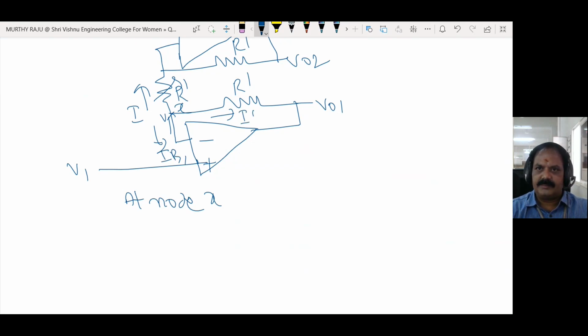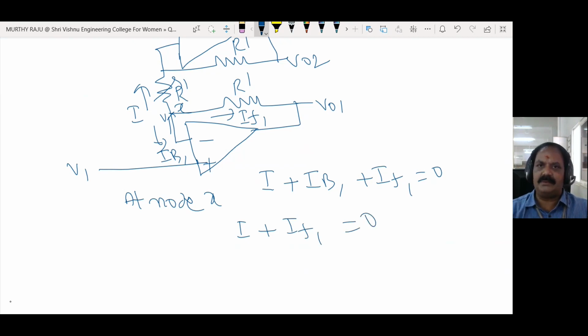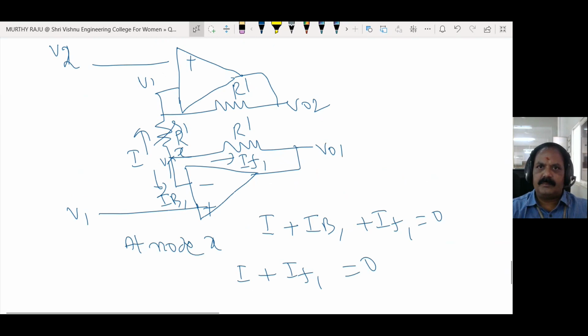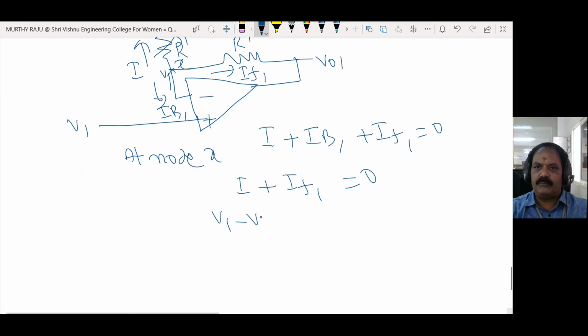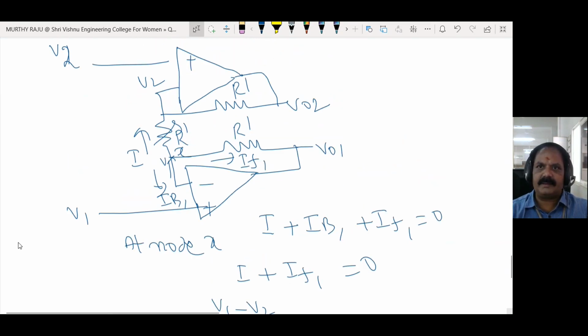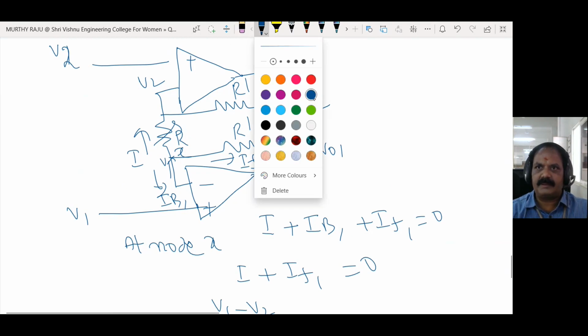This current is IF1. This current is I. Therefore, I plus IP1 plus IF1 is equal to 0. IP1 is equal to 0, so I plus IF1 is equal to 0. I is equal to V1 minus V2 by R.